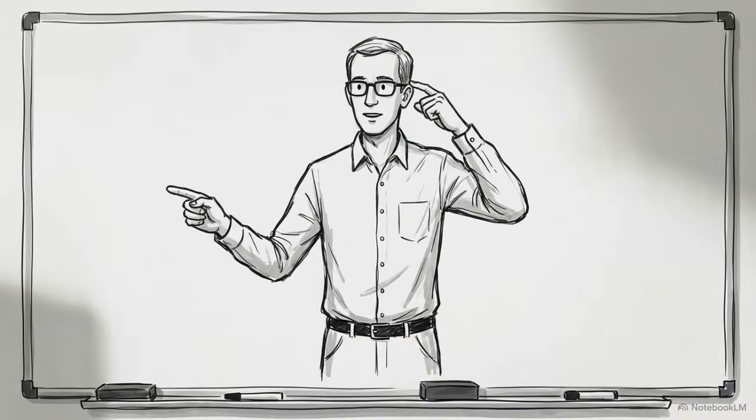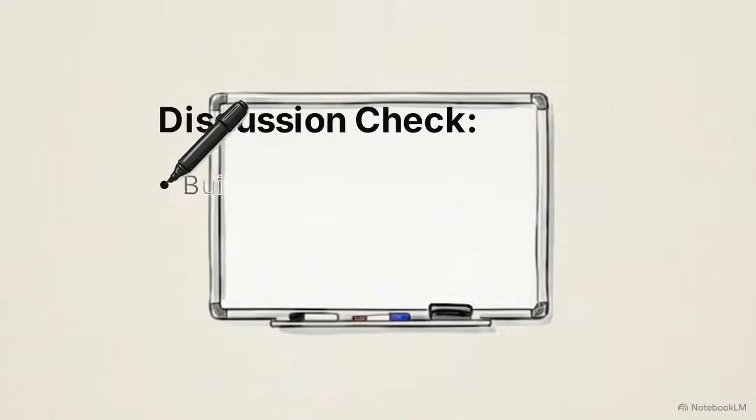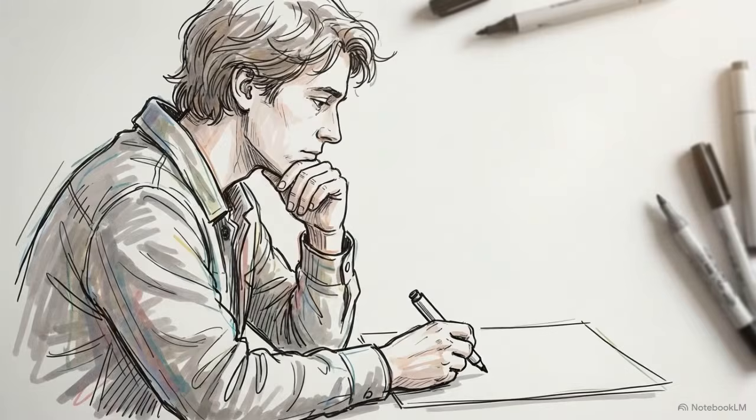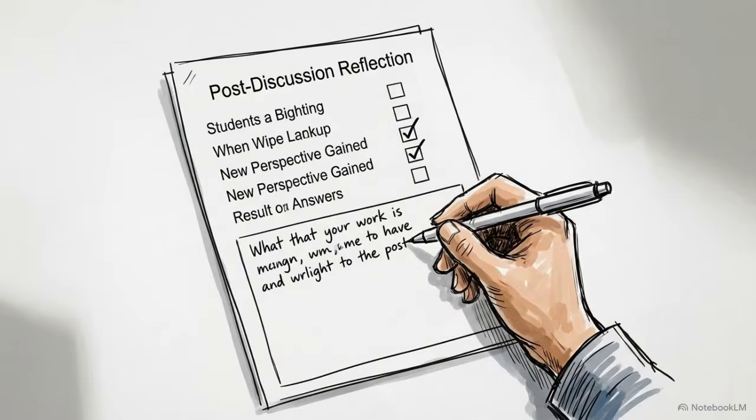Pose direct, process-based questions to the room. Ask them out loud if they actively listened. Ask if they successfully built on a classmate's idea, and if they managed to deepen the conversation. Next, you require the students to conduct a self-reflection on their own performance within the group. Give them precise prompts to evaluate external learning and internal shifts. Ask them, what did you learn from others, and how did your thinking change?